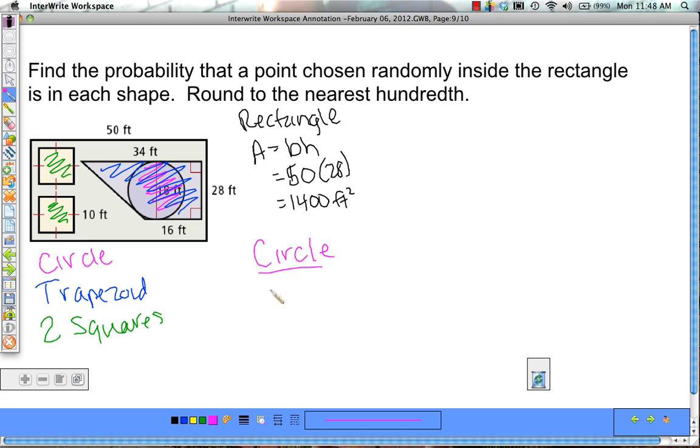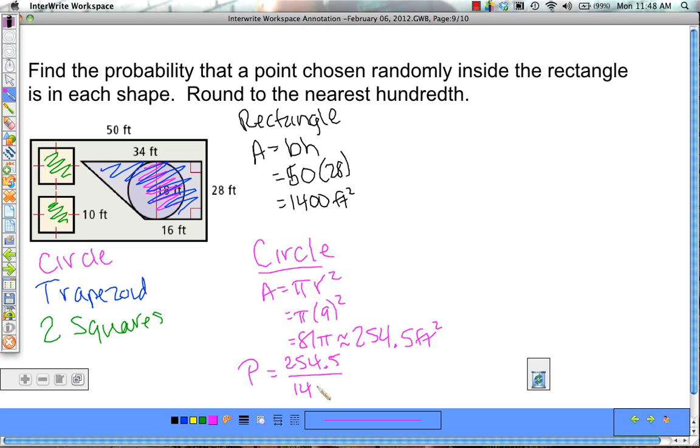For our circle, we have an area of pi r squared where our radius was 9 feet. So we have pi times 9 squared, which is 81 pi, which is approximately, since it said round to the nearest hundredth, 254.5 square feet. So now the probability for the circle would be the 254.5 out of the whole 1,400. The probability of being in the circle is approximately 0.18.